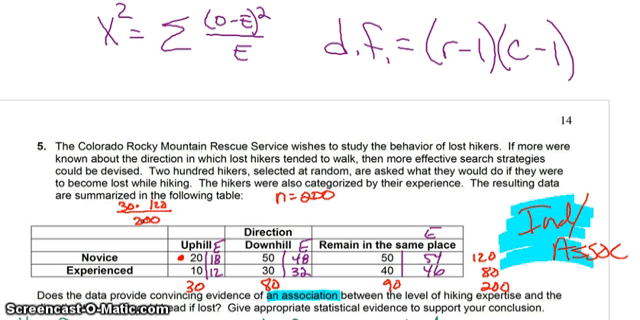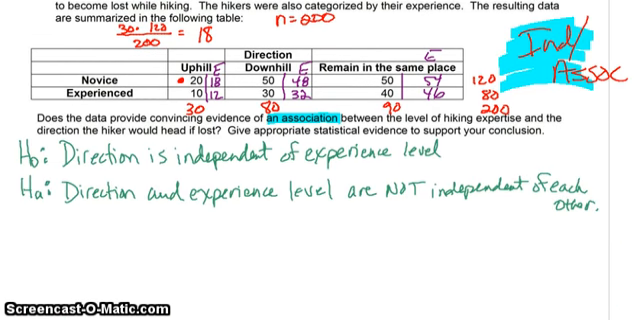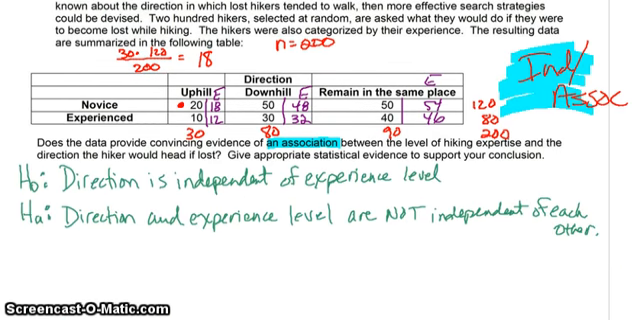So I'm hoping that you guys can see that that gives us that 18. Awesome. So then we're going to talk about our hypotheses and writing them appropriately. And we have our null hypothesis, direction is independent of experience level, versus our alternative, that direction and experience level are not independent of each other.